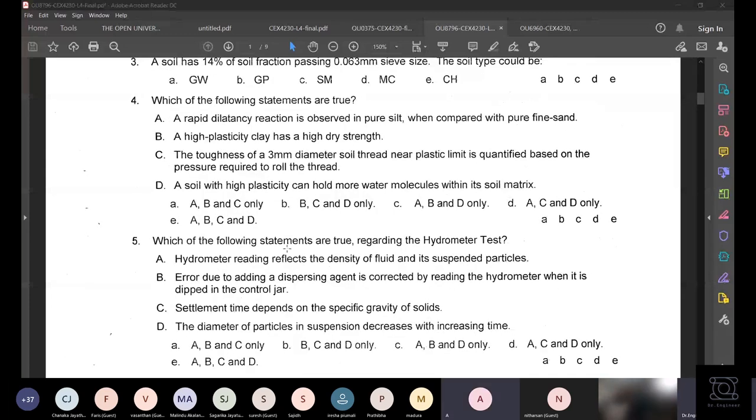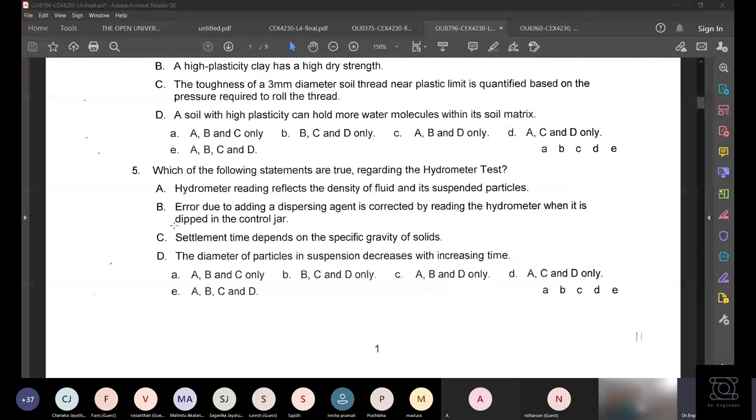Which of the following? Sorry, yeah. What's the answer of question number 3? Question number 3, answer is C. C, thank you. Okay.